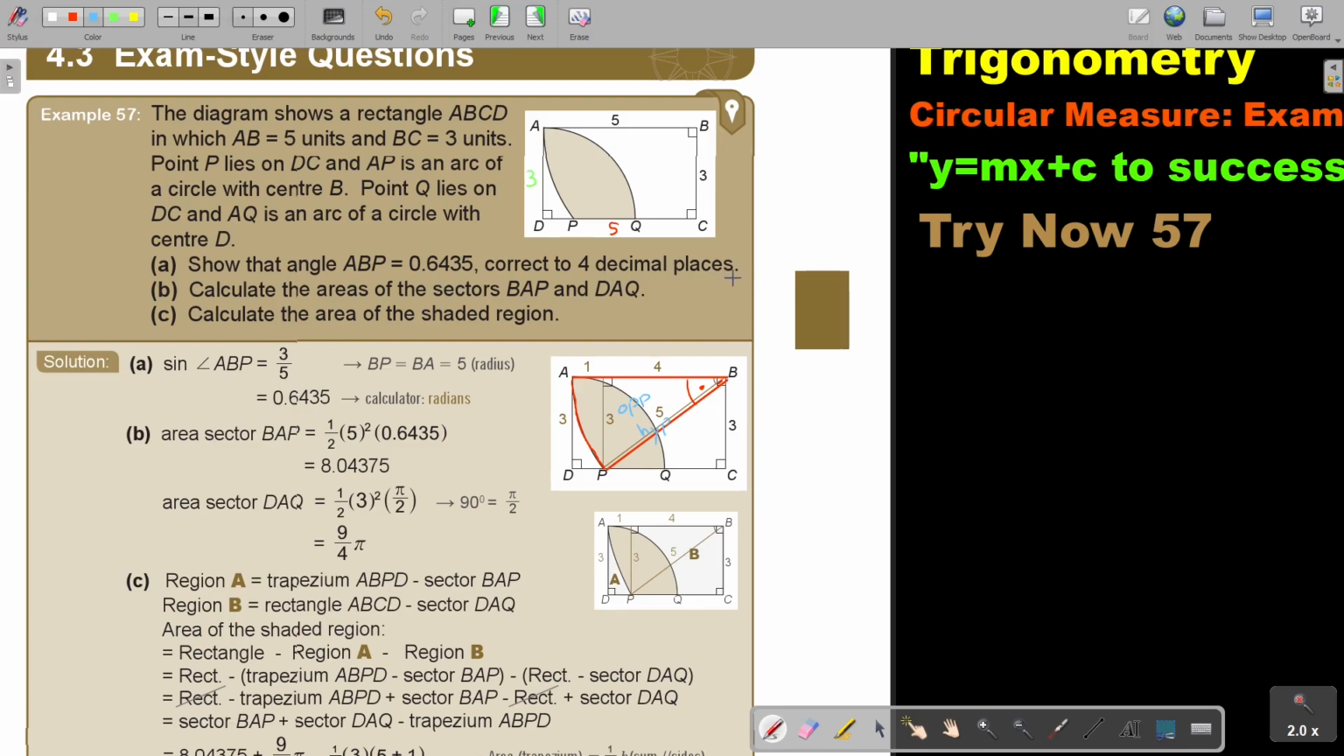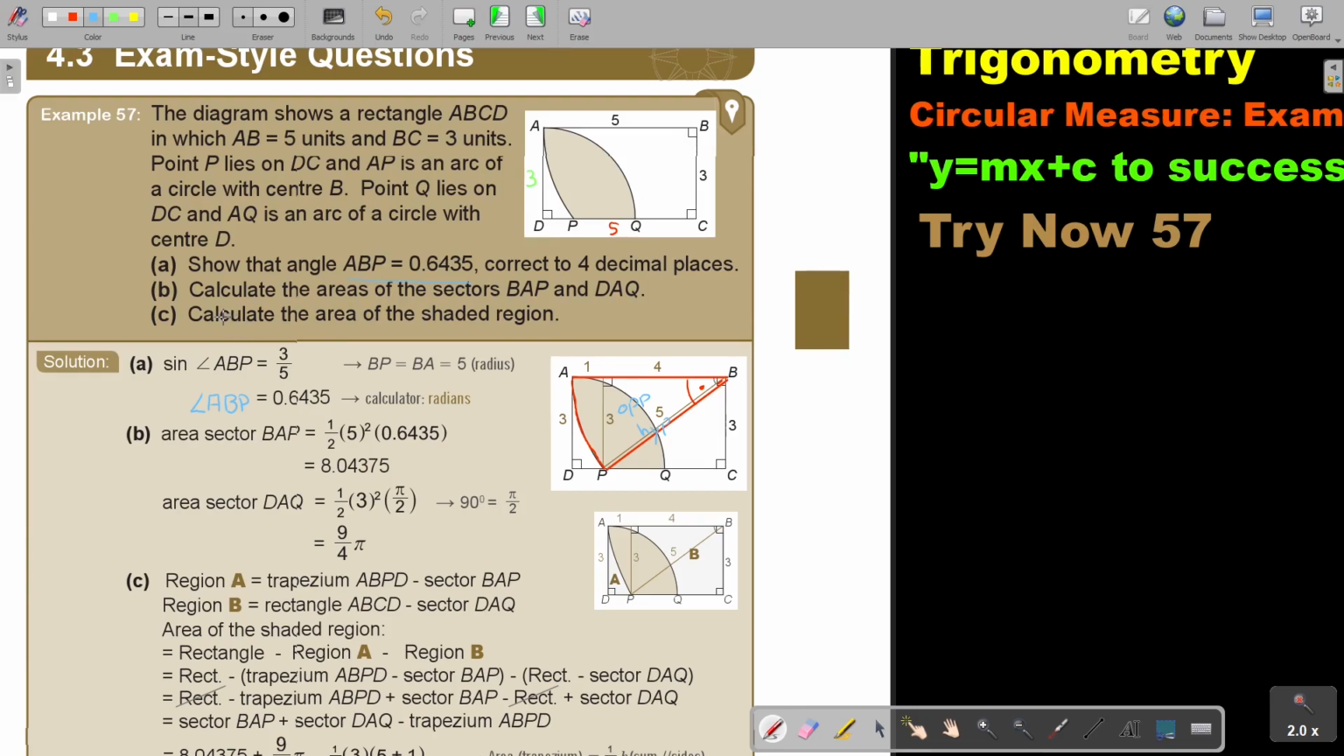to 4 decimal places. There's also a printing mistake. I should have written angle there, because that is the ratio. This is the angle. In the second print, I will correct it and write angle ABP is equal to 0,6435. Now, the reason why they gave you this is so that if you don't reach that answer, you can at least work with the correct answer. Don't use the incorrect answer in B and C if you didn't come to that answer. Use the correct one. Okay, that's finished.